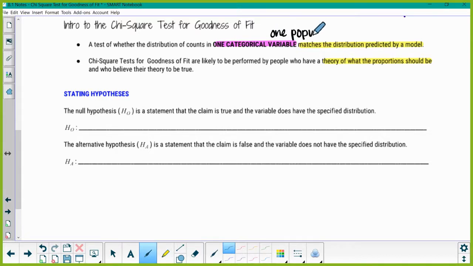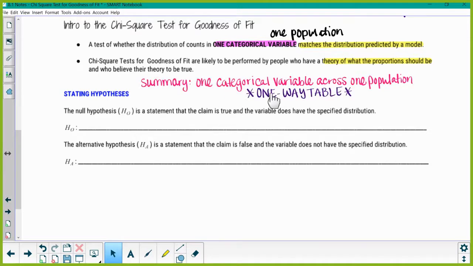And a lot of these tests will end up looking similar, but you have to pay attention to what am I looking at? Where am I looking at it from? So I like to summarize this as one categorical variable across one population. That is the easiest way to identify a goodness of fit test.